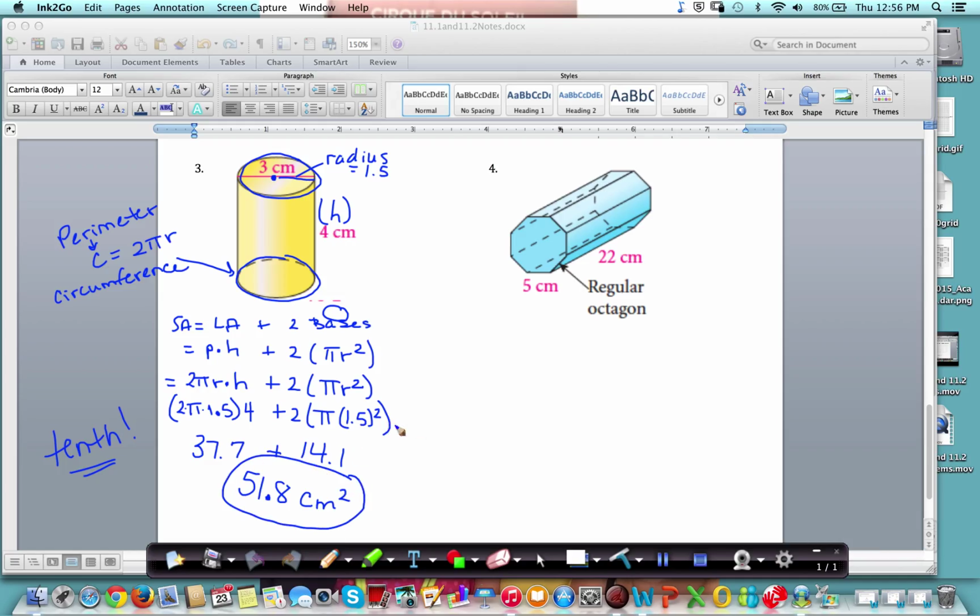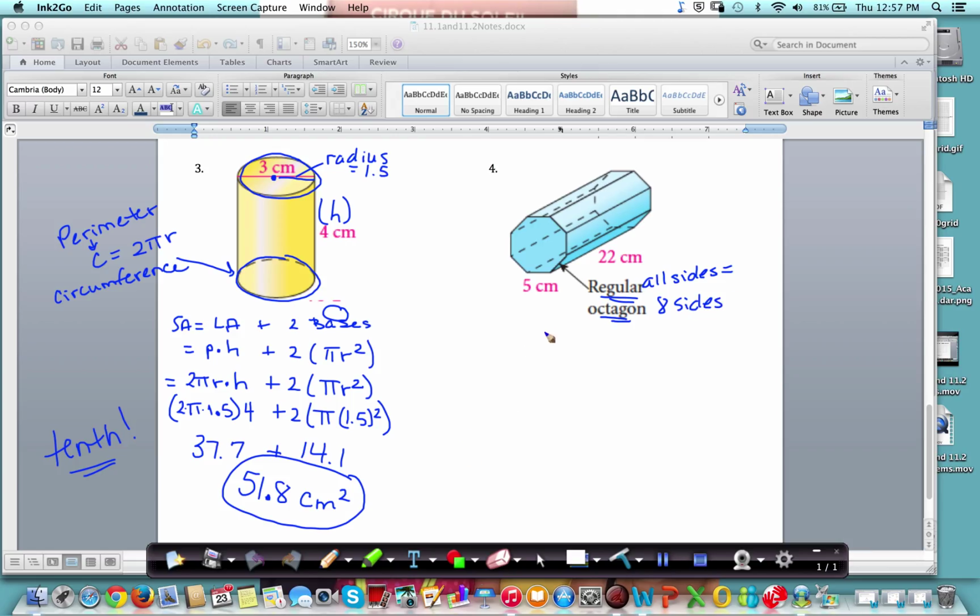Okay? Now, this last one is quite the challenge, okay? And the reason is that the base itself is an octagon, and they're telling us regular octagon. Regular means all the sides are equal. Sorry, I scribbled over that. Try that again. So regular means all the sides are equal, and octagon means that there are 8 sides. So all 8 sides are equal.